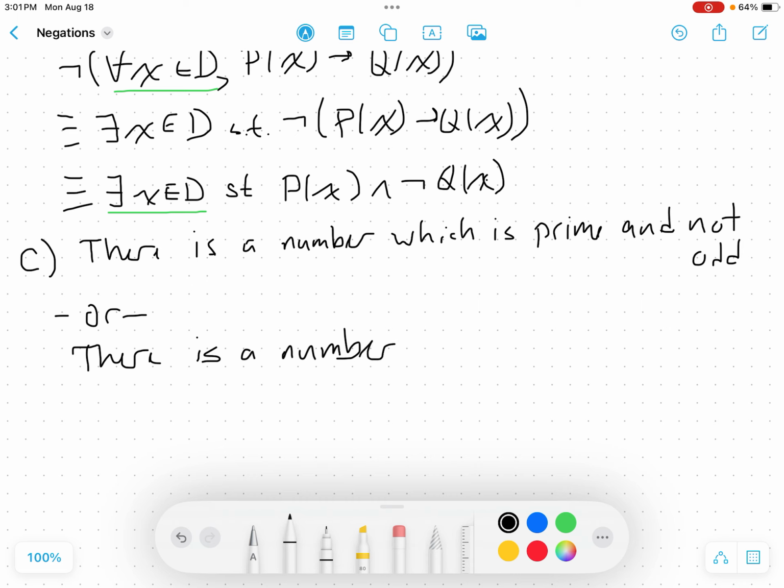there is a number which is prime and even. All this works whether our original statement or its negation is true. In this case, we do have a number that is both prime and even. It happens to be the number 2, but that's kind of beside the point here.